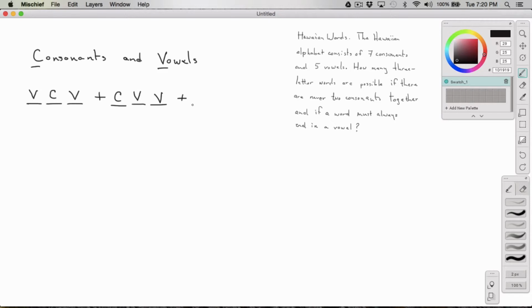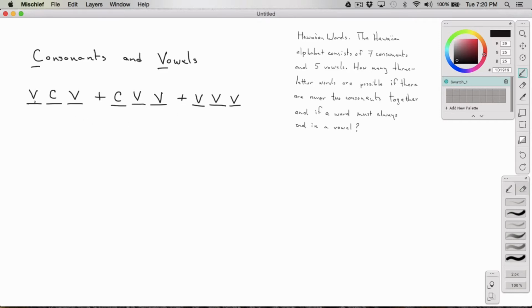Now again, we can't have any 2 consonants together, and the word always has to end in a vowel, so I know I can put my vowels here. I've had a consonant here, a consonant here. The only option left would be to now have a word that's only comprised of vowels.